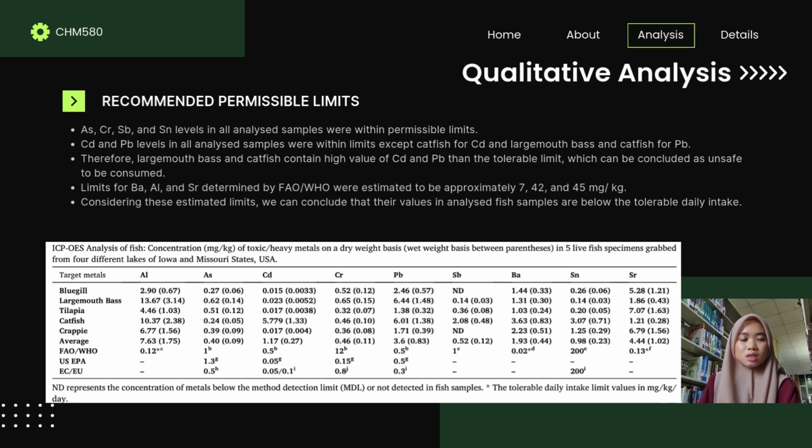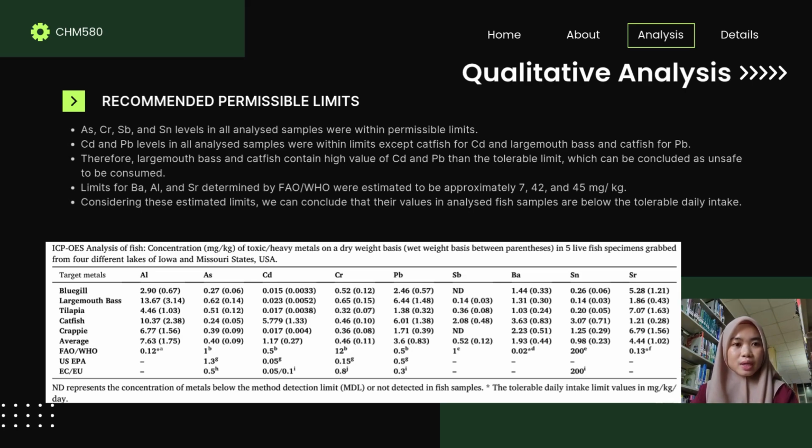Cadmium levels in all analyzed samples were within these established limits, apart from catfish, which showed higher concentration than the limits. Lead levels were elevated only in largemouth bass and catfish, where they were observed to be higher than the recommended limits. Therefore, largemouth bass and catfish contain higher values of cadmium and lead than the tolerable limit, which can be concluded as unsafe to be consumed.